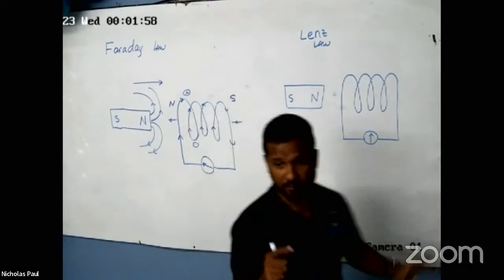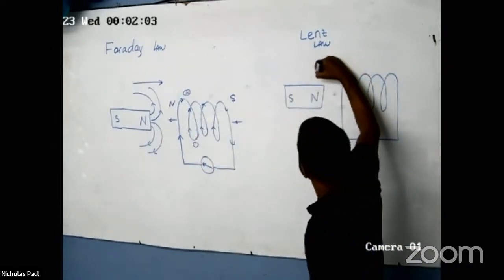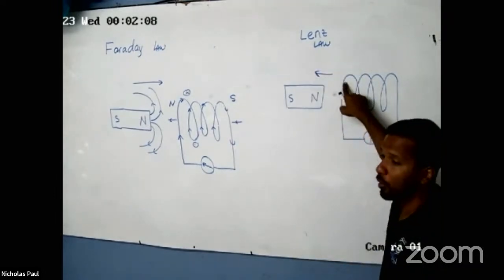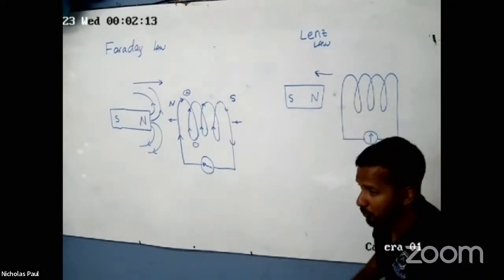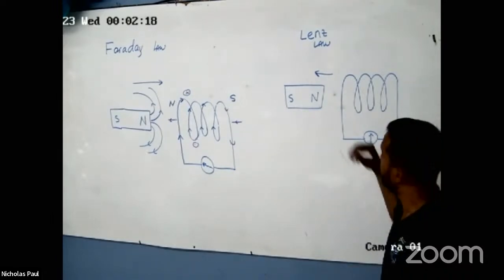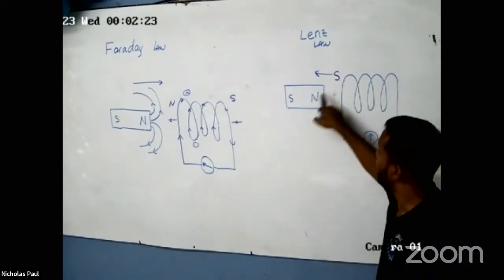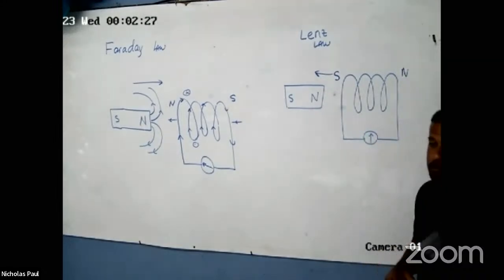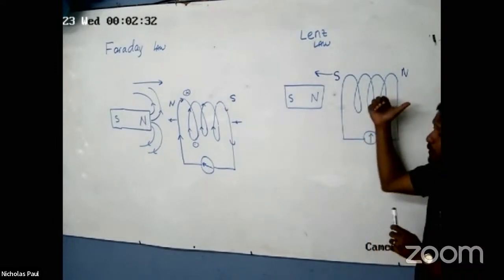Let's change the direction. So instead of the magnet going in, the magnet will go out. Right? Malini, what pole do you expect to be formed here? You want to oppose the motion. So if it's going out, you want to pull the magnet back in. So it has to be a south. Okay? If here is south, then here is north. Then what are you going to do? Fleming's right hand rule, point towards the north.